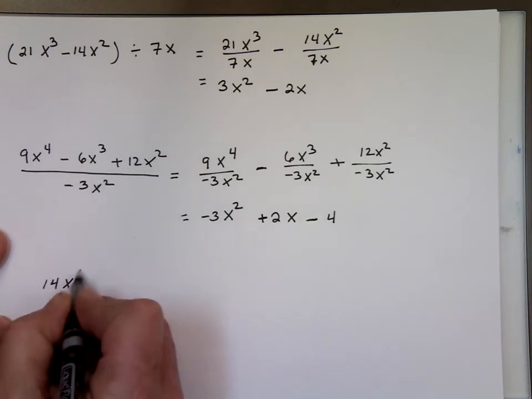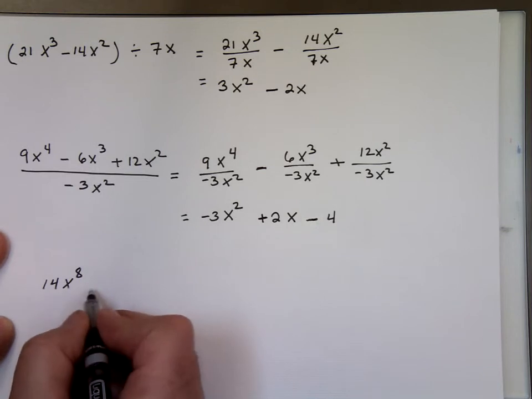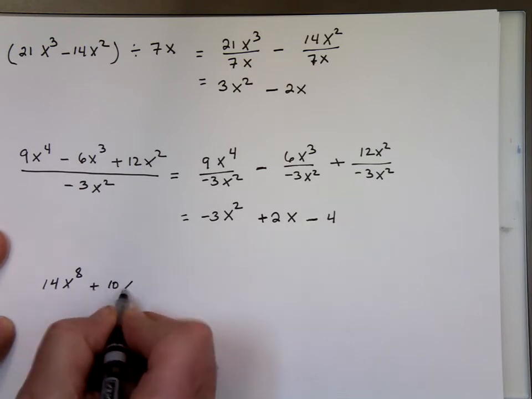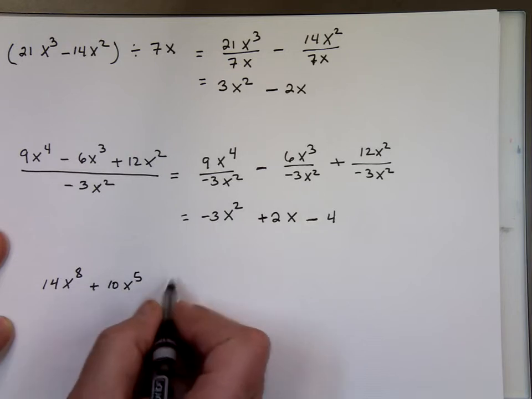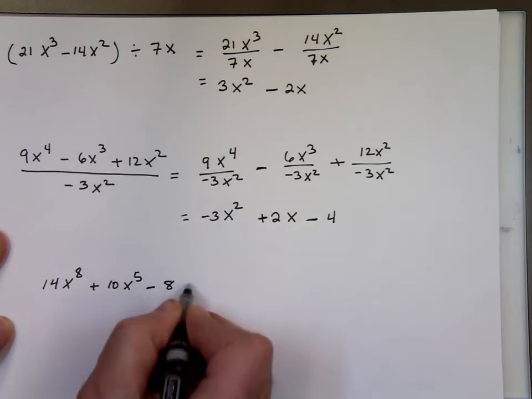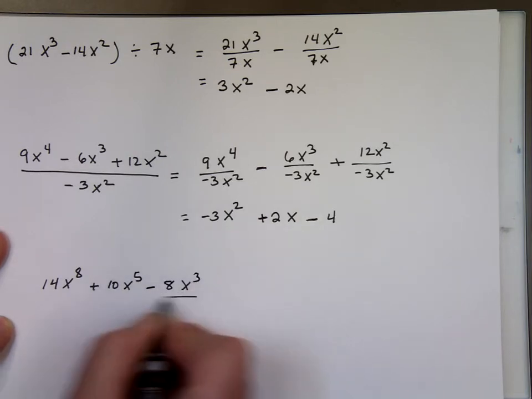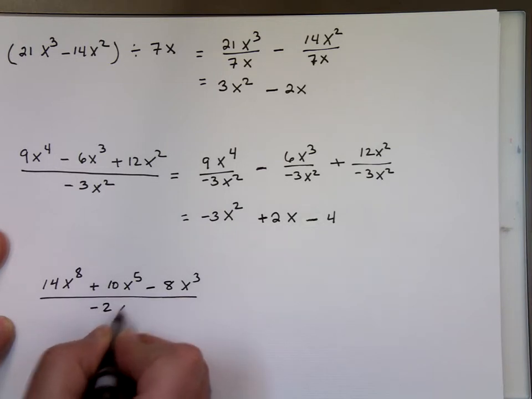x to the 8th plus 10x to the 5th minus 8x to the 3rd divided by negative 2x to the 3rd.